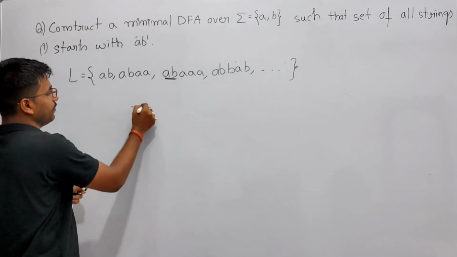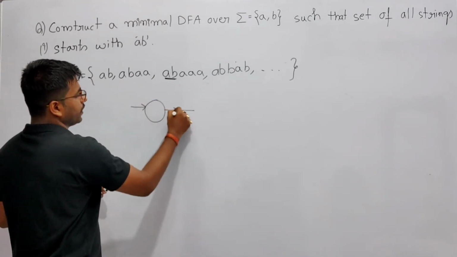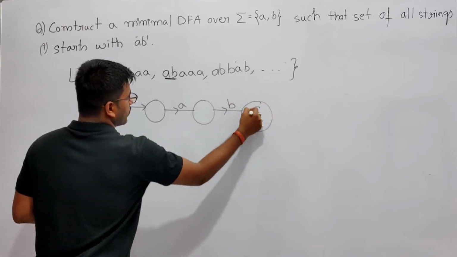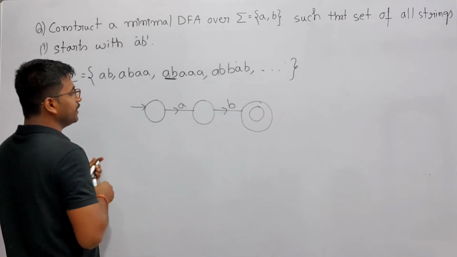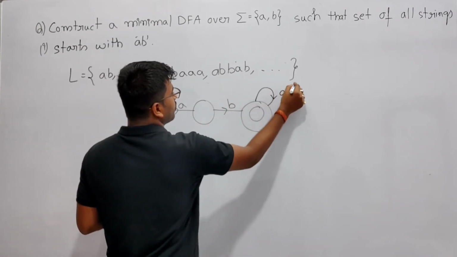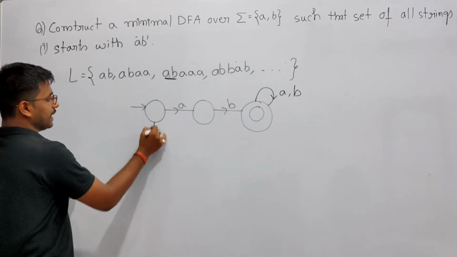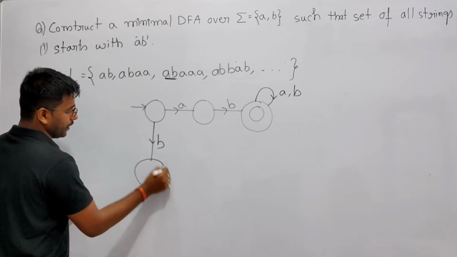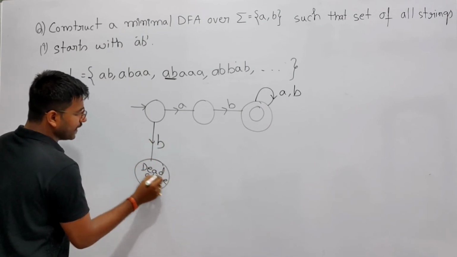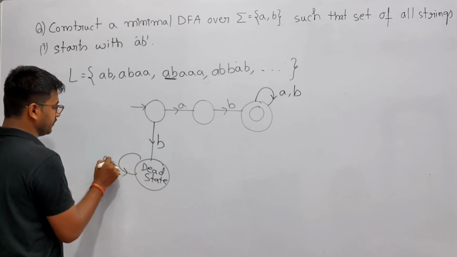So the initial state, on getting a, goes there. Now on getting b, it reaches the final state because the string has started with ab. Now after reaching the final state, if you are getting anything, accept it, stay there. But if you are starting with b, reject it, go to the dead state. After reaching there, if you are getting anything, stay there.